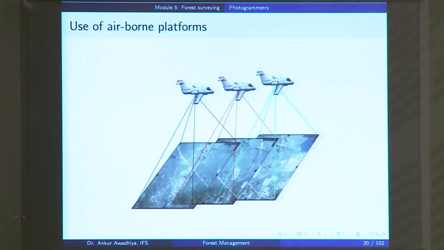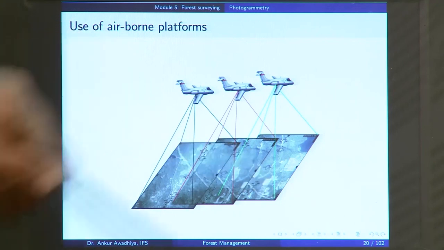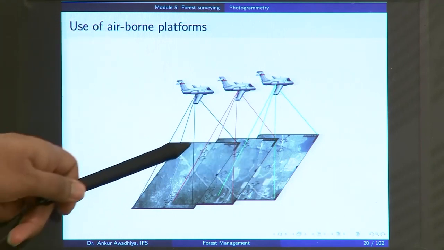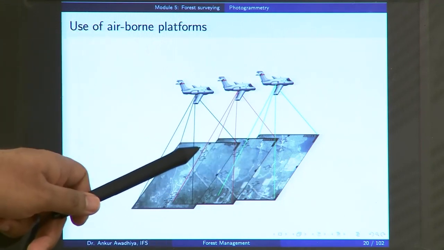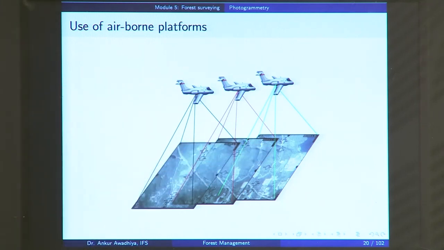Now, when we are making use of airborne platforms, this is, for instance, the image of a plane that is moving and taking different photographs. We tend to take photographs in such a manner that there is a sufficient amount of overlap between every nearby image. If you have a certain amount of overlap, then you will be able to process these images in a fashion that they can be joined together into one big photograph.